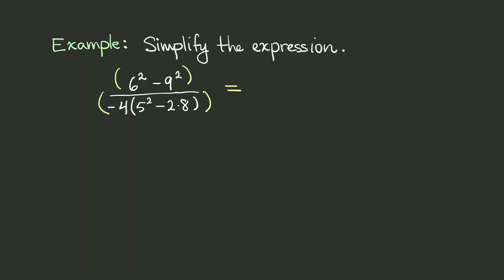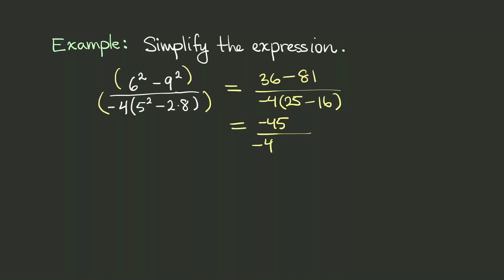We have 6 squared, which is 36, minus 9 squared, which is 81. And that's divided by -4 multiplied by 5 squared, which is 25. And now that we've computed all of the exponents, we can multiply 2 times 8, that's 16. In the numerator, we have 36 minus 81, which is -45, divided by -4 times 25 minus 16, which is 9. 45 and 9 are both divisible by 9.